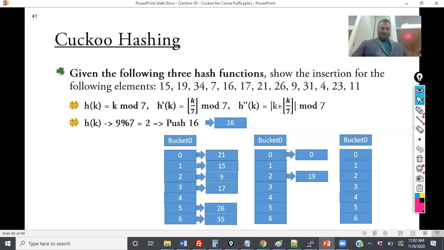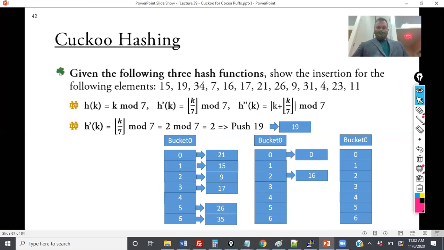9. So 9 mod 7, we're going to push 16. And so now what are we going to do with 16 here? 16 replaces 19, very good. So 16 divided by 7 is going to be 2. 2 mod 7 is 2, and then we're going to replace 19. So that's absolutely right.